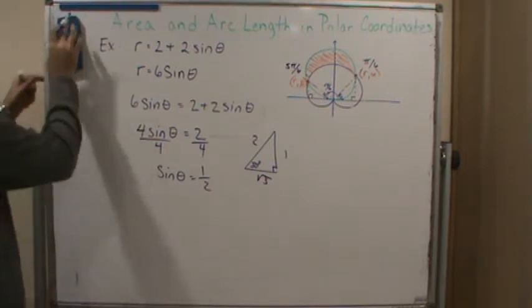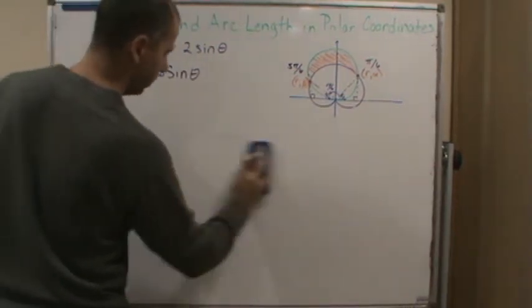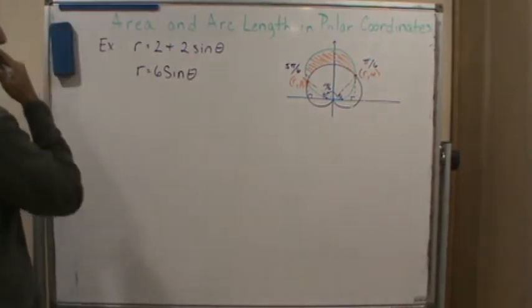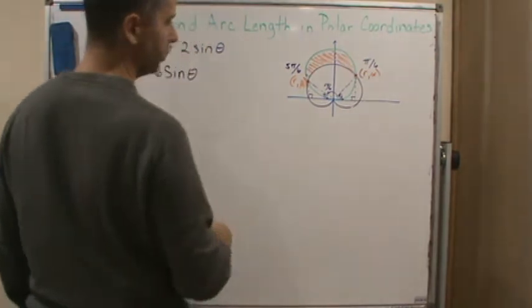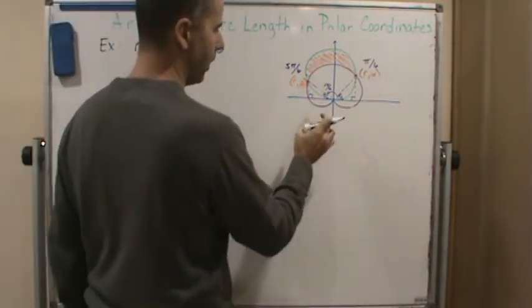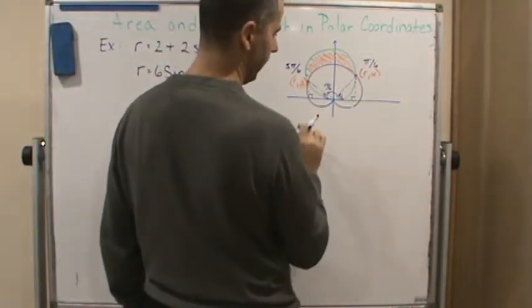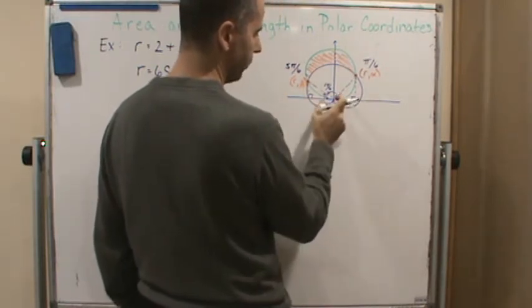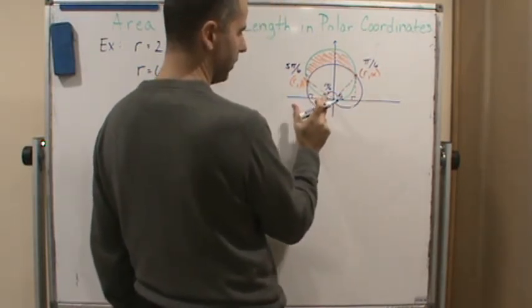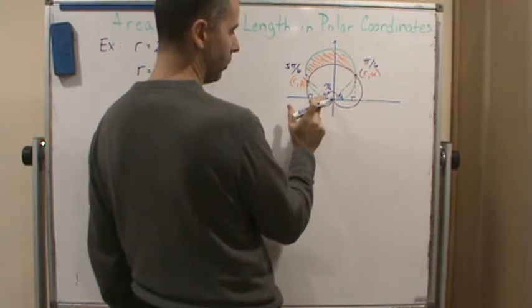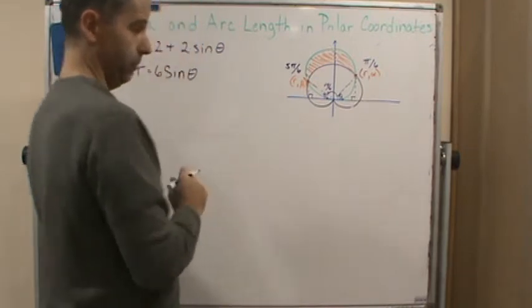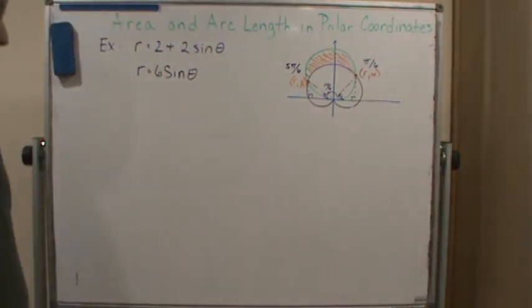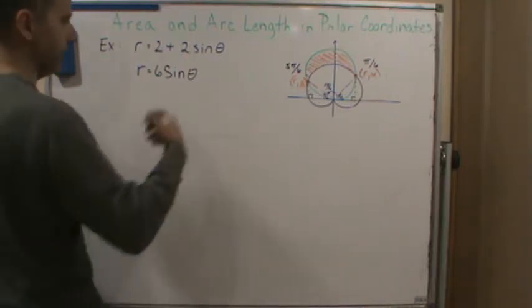Okay, awesome. Now we know what the limits of integration are. Alpha is equal to pi over 6, and that's why I drew these triangles here. We know it's a 30-degree angle, so here's a 30-degree angle, and then there's a 30-degree angle here in the second quadrant, but that corresponds to a theta of 5 pi over 6. Okay, so let's continue on.